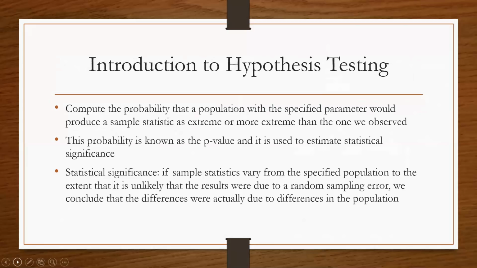All right. Hypothesis testing. Basically, you're trying to compute the probability that a population with a specified parameter would produce a sample statistic that is as extreme or more extreme than the one we observed. The probability is known as the p-value, and it's used to estimate the significance. So basically, if a sample statistic is very unlikely, then we have to conclude that the difference can't be from sampling error. It has to be that there's actually a difference in the population.